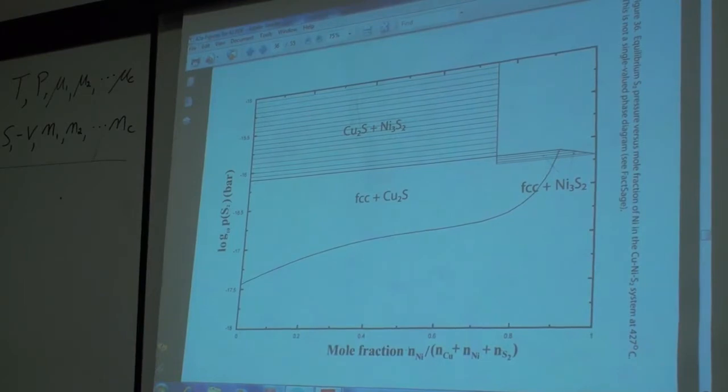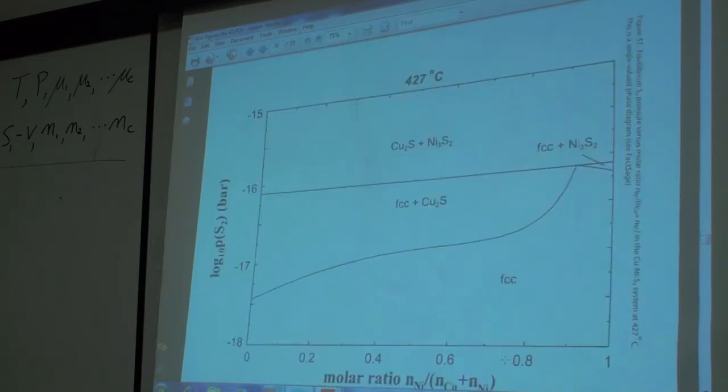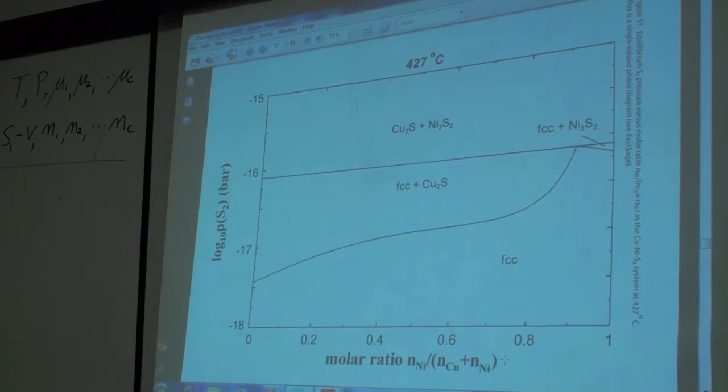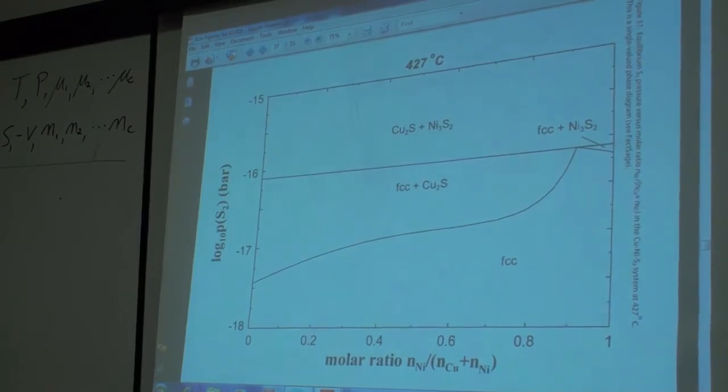If you take this diagram though, what is the difference? What's wrong? On the iron-nickel diagram, remember this was nickel over iron plus nickel. I did not say plus oxygen. I just took the metal ratio. Here I'm throwing in the total mole fraction. Take this and simply knock sulfur off down here. Now this is equivalent to what I had before. This is log PS2 versus the ratio of nickel over copper plus nickel in every phase. And now the diagram is quite nice.